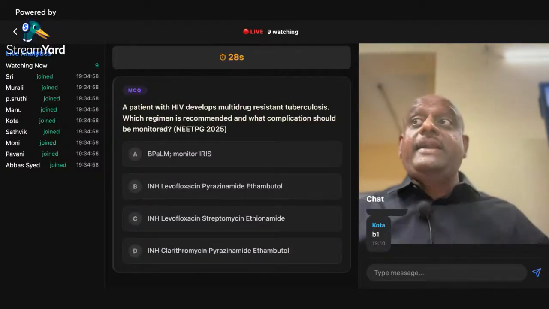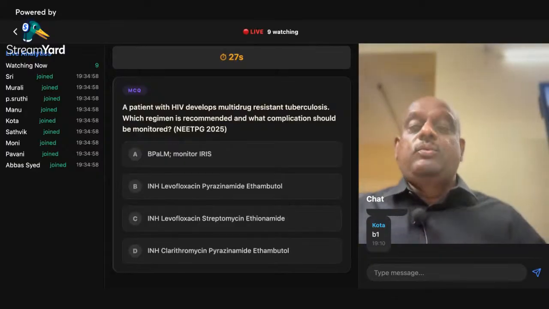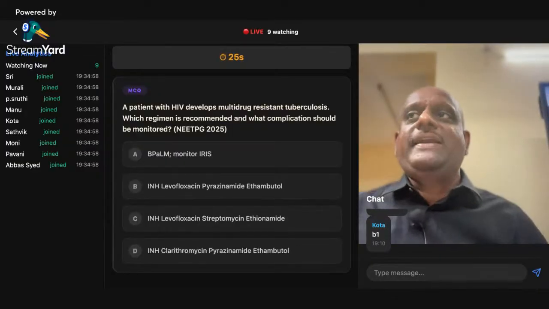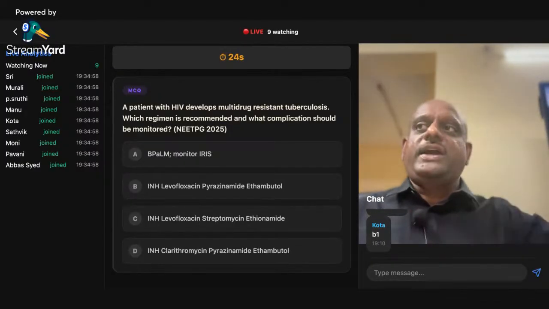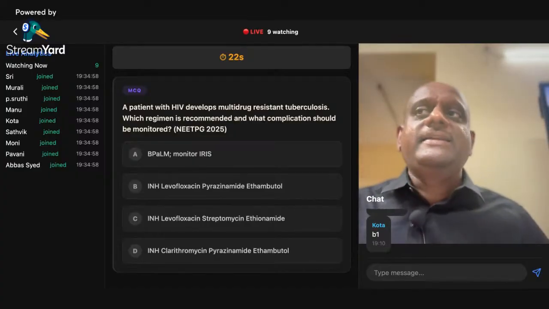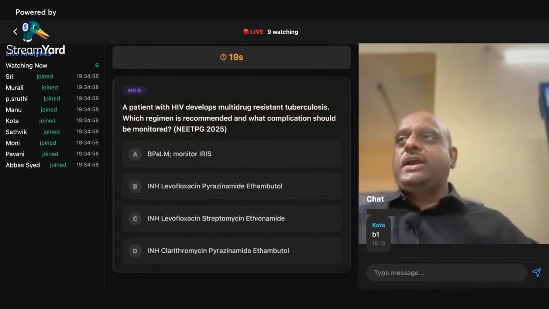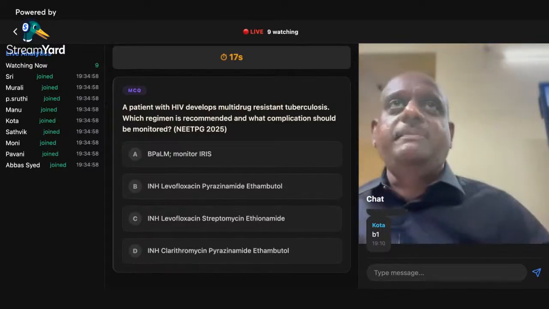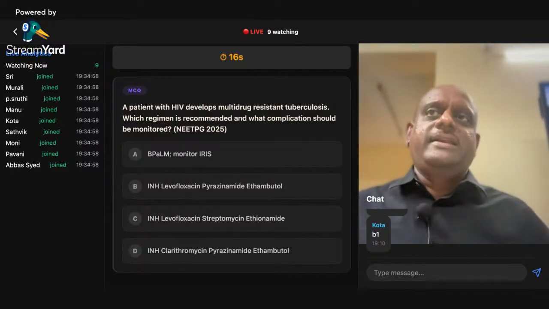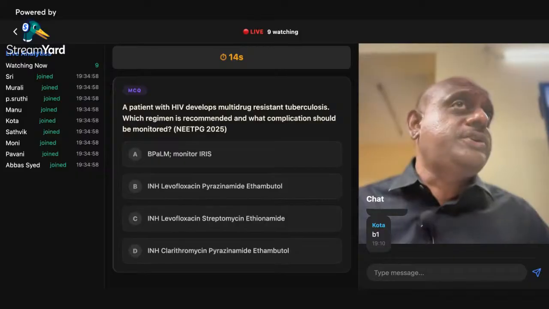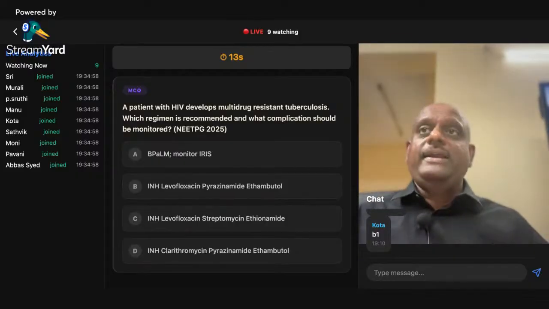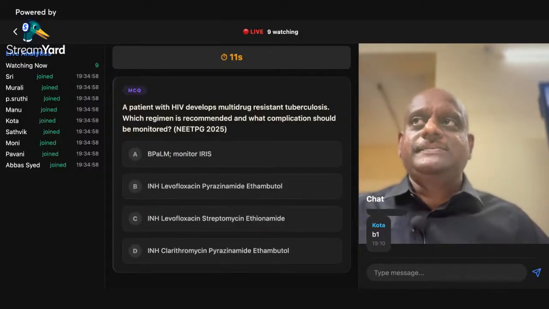HIV with multi-drug resistant TB. What is the regimen which is used and recommended when there is HIV plus TB? It is the favorite question of the examiner. Once more, we are residents of a country where TB flows. So that's the reason it is every examiner's favorite question, doctor. Right? So what is your answer?